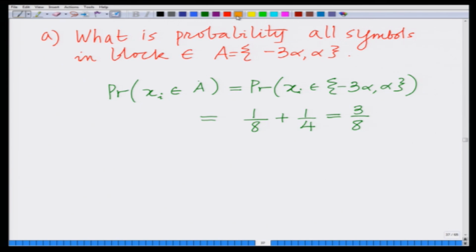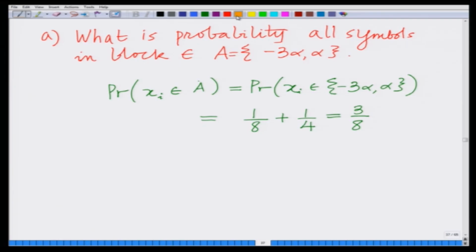This is something that we have already seen. That is, what are we saying? We are saying that the probability that a given symbol xi belongs to this set A, minus 3 alpha comma alpha, is 1 by 4 plus 1 by 8 equals 3 by 8. Now let us ask the question, what is the probability that all the symbols belong to this set A, that is, all the symbols are either minus 3 alpha or alpha.